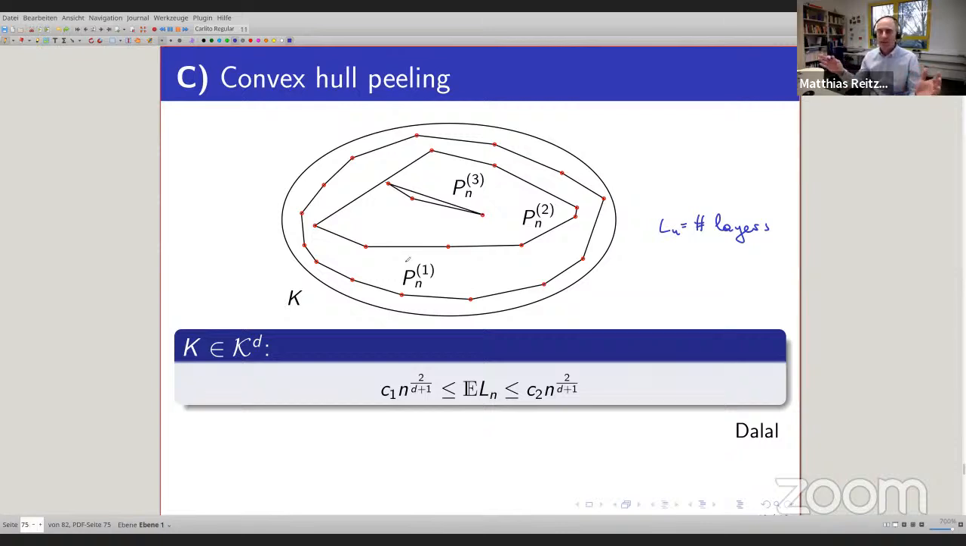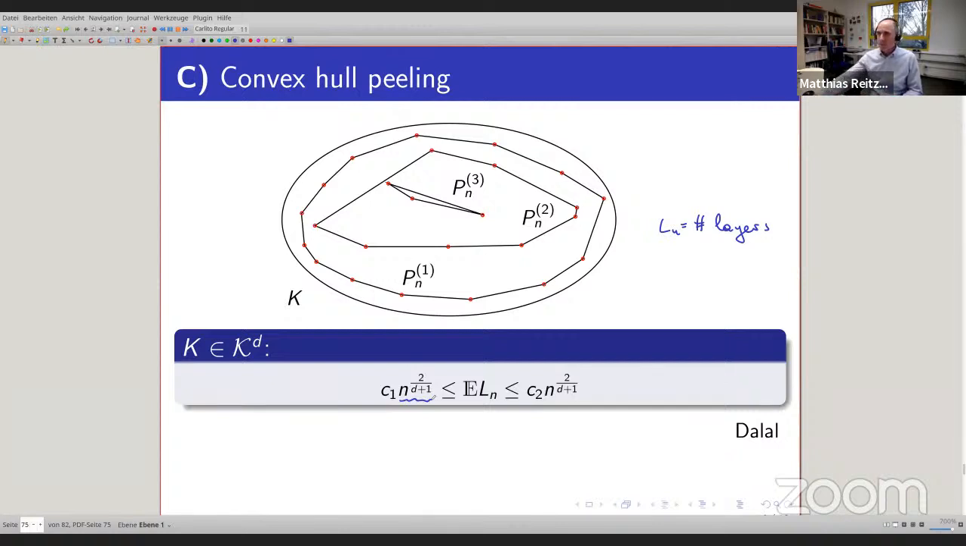And then you start with this convex hull peeling procedure and you count how many layers there are. And he could prove that you always get n to the power 2 over d plus 1 layers, independently of whether you start with a simplex or with a ball or something else. Always n to the power 2 over d plus 1. And there are 2 constants, C1 and C2, both positive, clearly. This is the theorem of Dalal. It's a really very nice theorem because it deals with general convex bodies, not just smooth ones or polytopes.